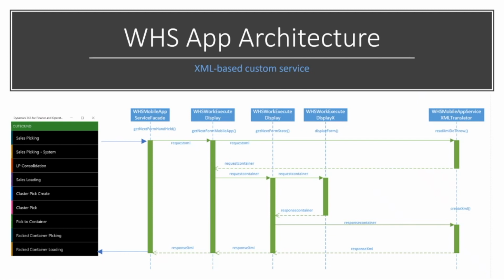Note that all of this takes place in X++ on the server. This is a key point to remember. So when you want to validate that the processing of a warehouse picking operation was successful, for example, you would want to validate that these WHS work execute display classes have executed the given work and returned the correct status. The actual user interface manipulation within the mobile app is not necessarily required for the core validation.